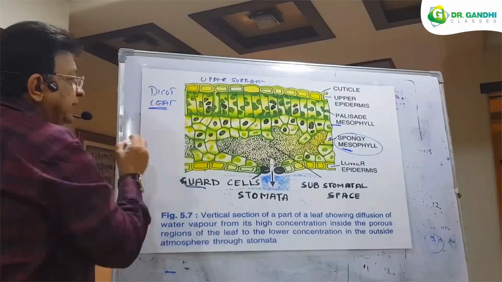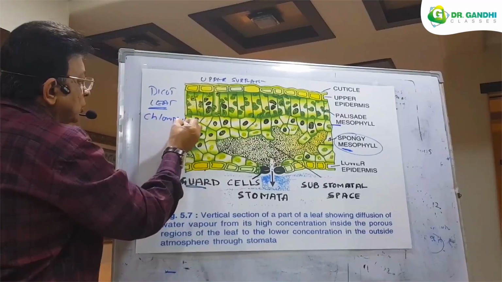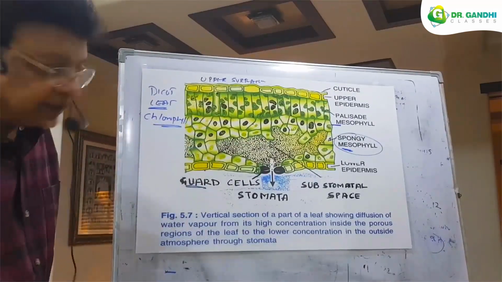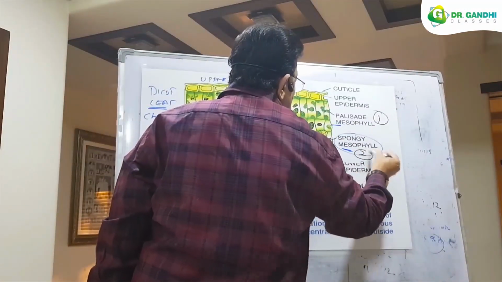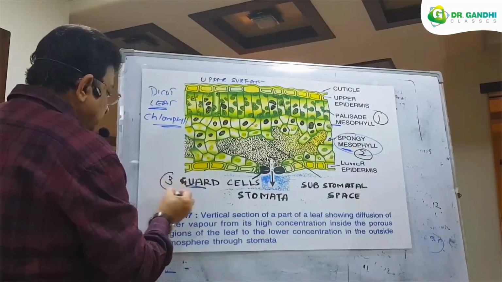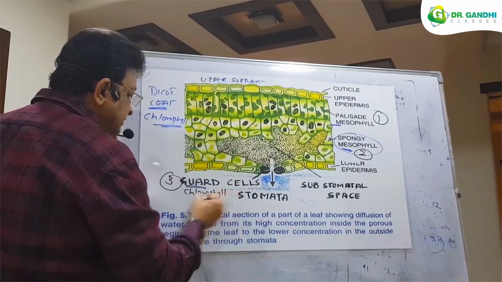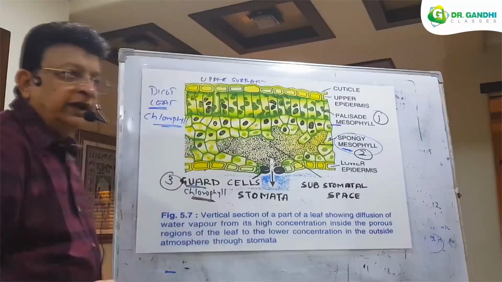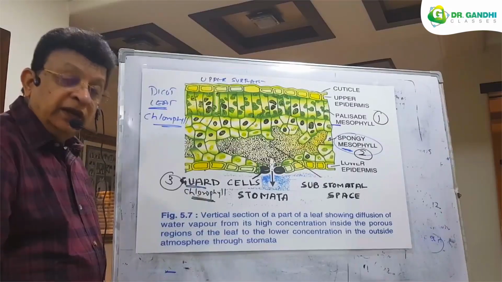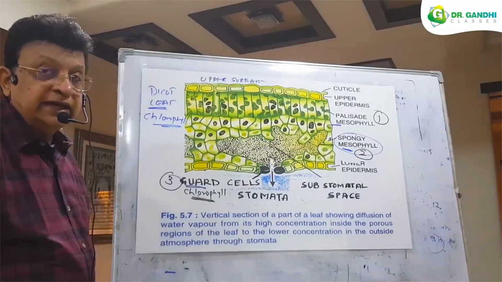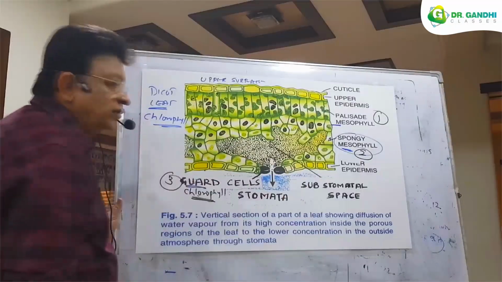In a dicot leaf, where is the chlorophyll present? The chlorophyll is present only in three locations. One, palisade mesophyll. Two, spongy mesophyll. And third, guard cells. These are the three locations where we have chlorophyll. And this understanding that guard cells have chlorophyll will help us to understand the opening and closing of stomata. So this then is the cut section of a dicot leaf.